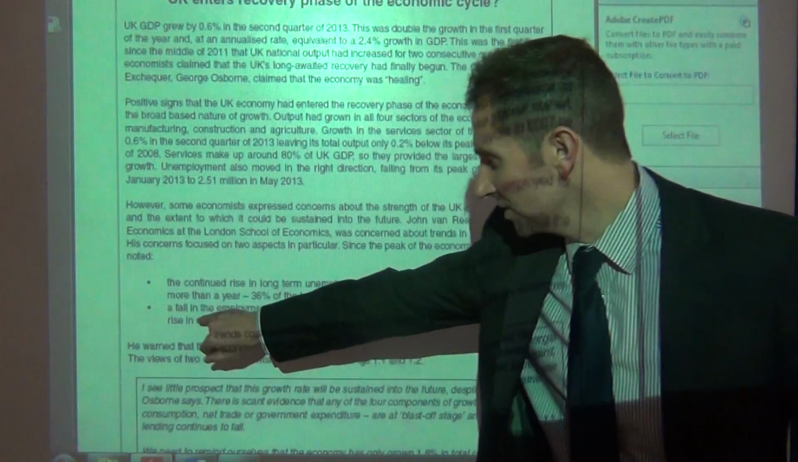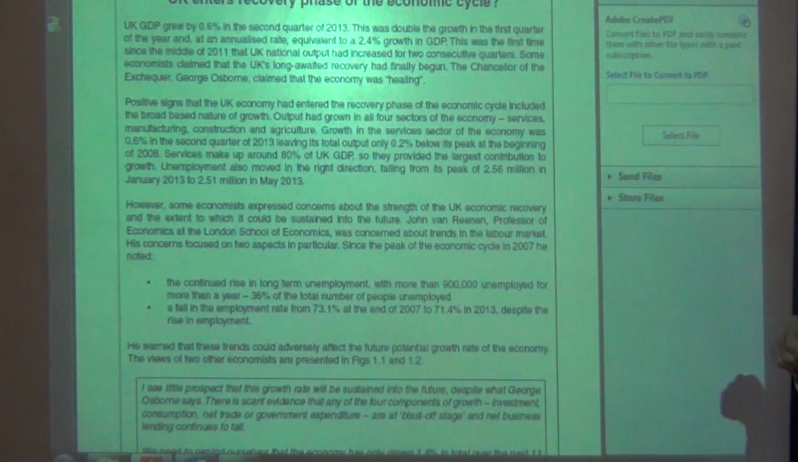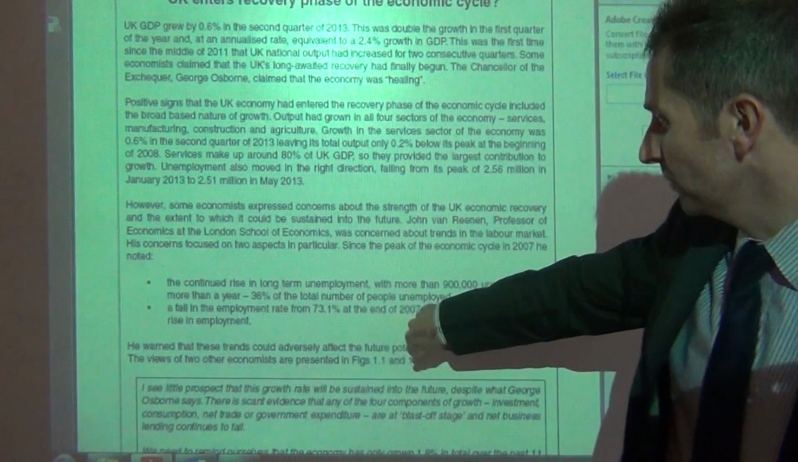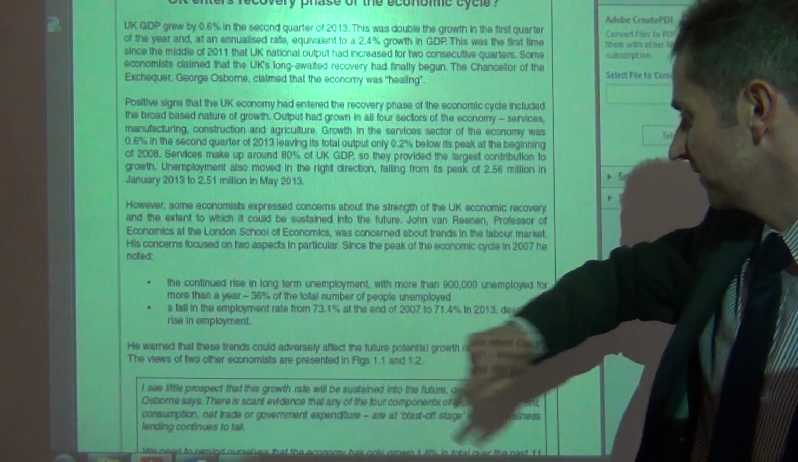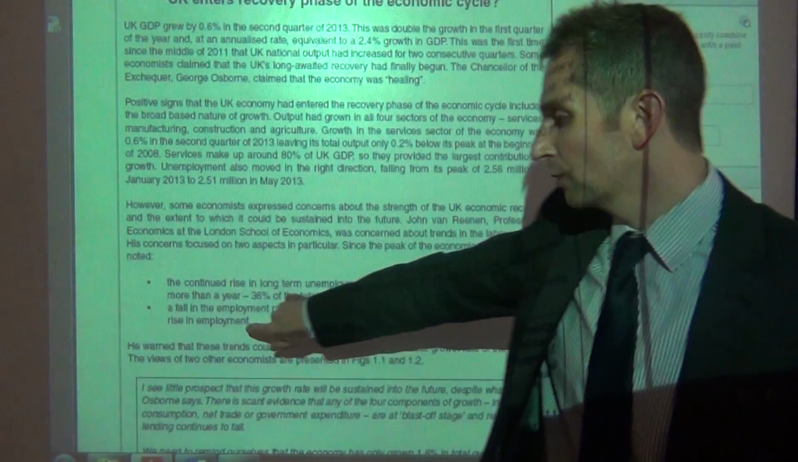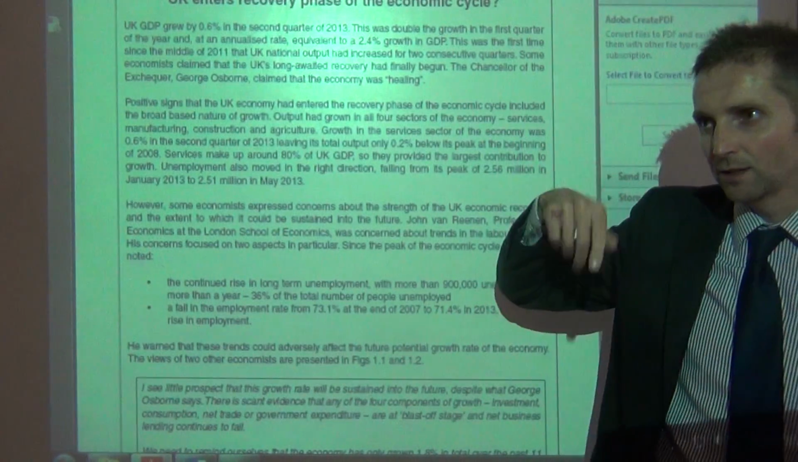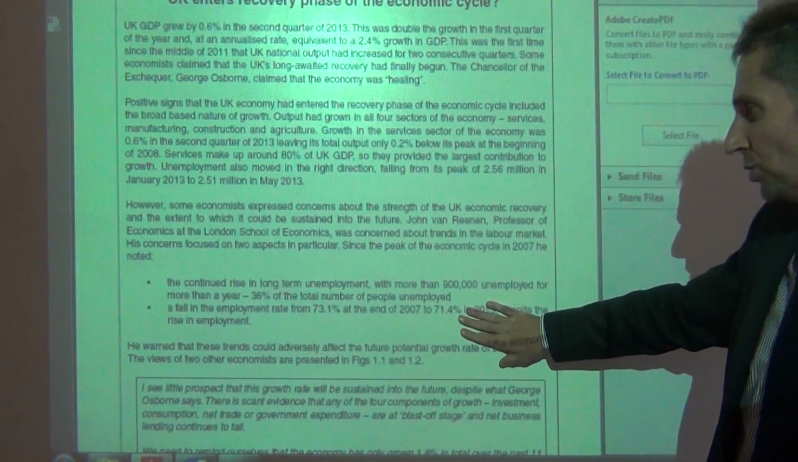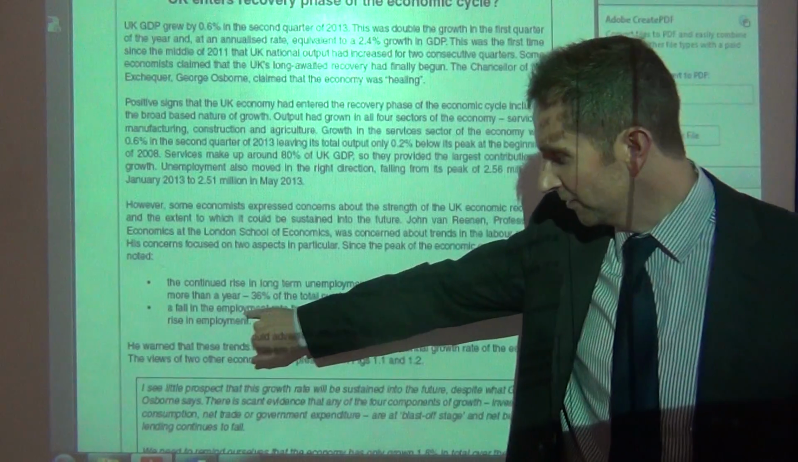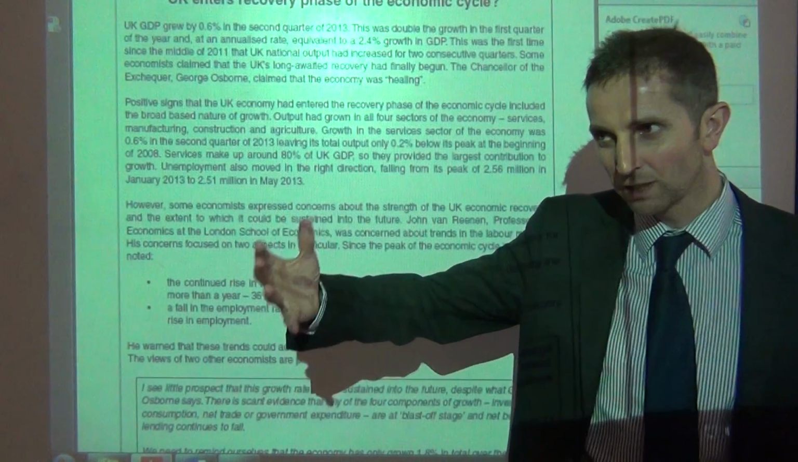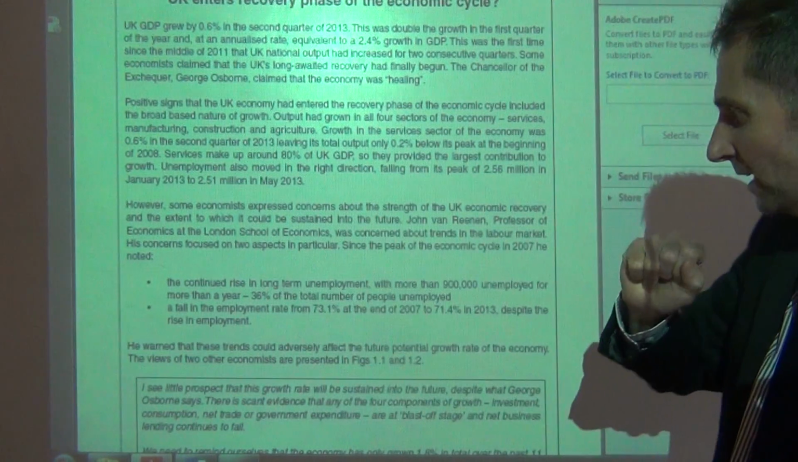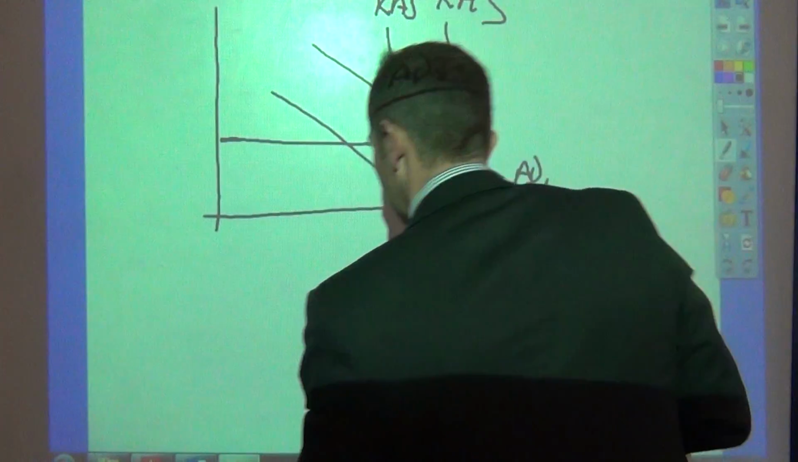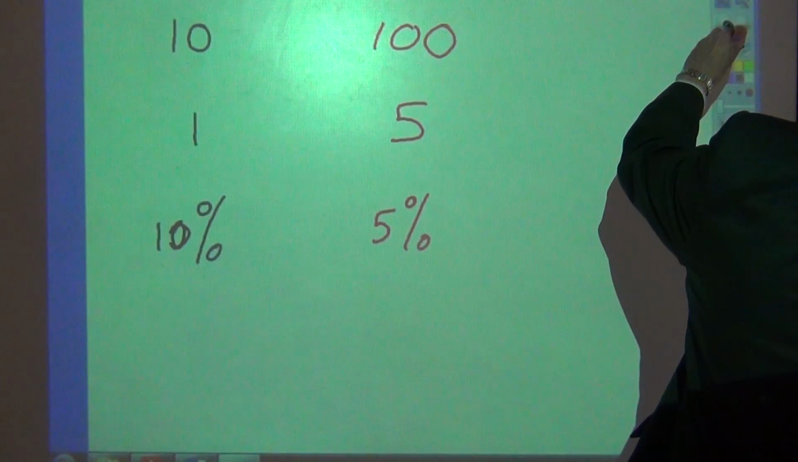So let's consider the second point, a very interesting point that Van Reenen makes, that there is a fall in the employment rate from 73 to 71 despite the rise in employment. So it's a sort of tricky one to get your head around. Do make sure that you know the definition of employment rate. So we're talking about the number of people of working age currently in employment. So let's just have a little look at this.